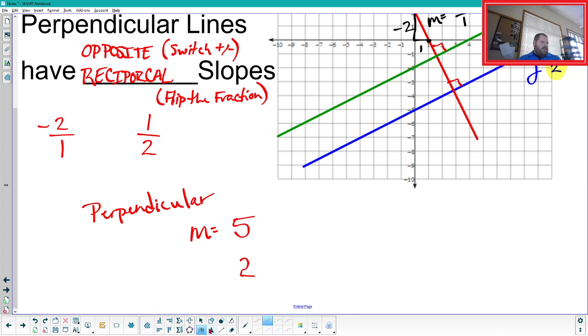That's neither here nor there. That's just a little math humor for you. Visually, it looks like a 5 flipped over is kind of like a 2.